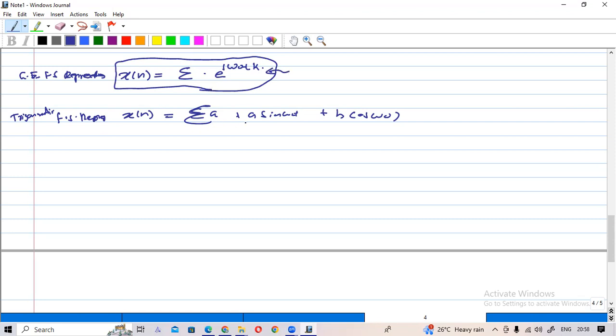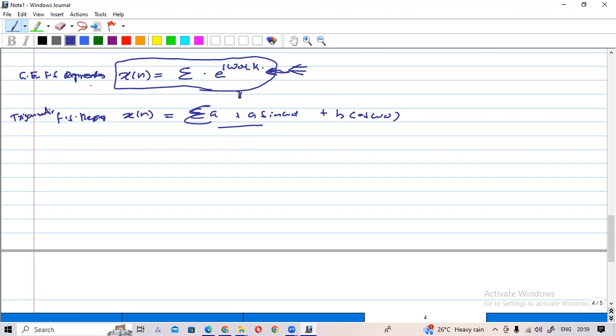But the trigonometric one has a practical sense, because a complex signal is practically not available. Practically this kind of signal is not available, but this trigonometric Fourier series is practical. It has a very good practical sense. But for mathematical purposes, this one is easy. So we are mainly focusing on the complex exponential Fourier series representation. That means we are going to represent a signal as a sum of complex exponential terms.